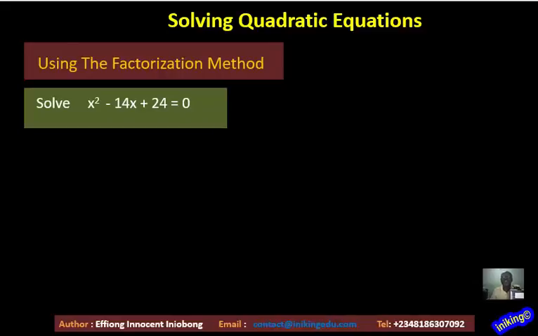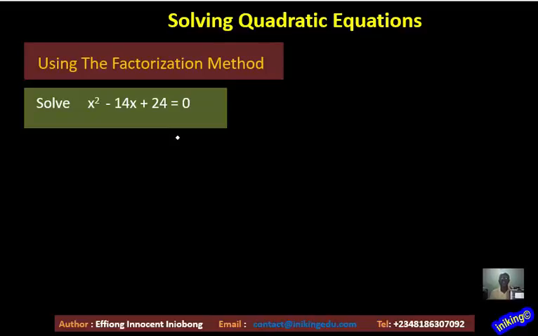We are still on solving quadratic equations using the factorization method. On the screen, we have another equation, x squared minus 14x plus 24 equal to 0. I'm still making use of 24. The use of 24 is just deliberate. After some time, I will change and let's use some other numbers.